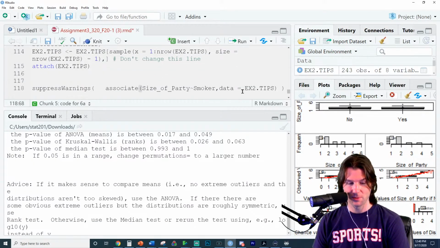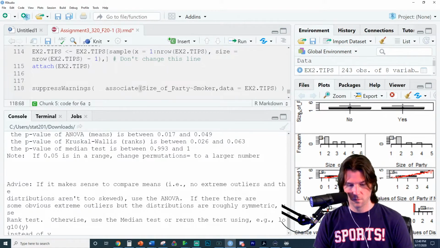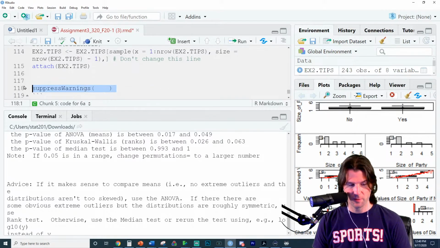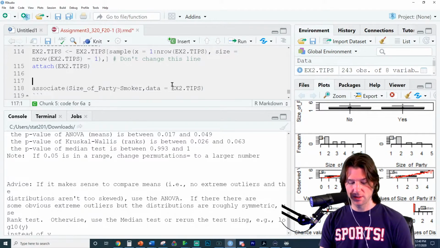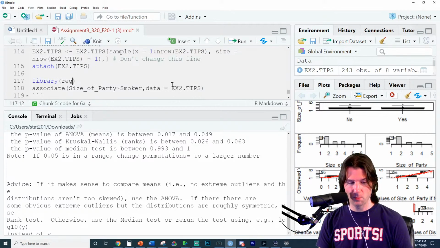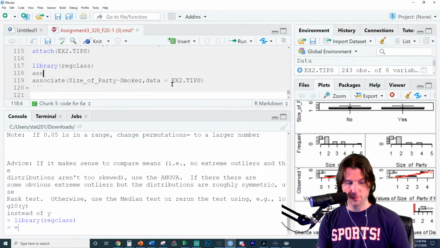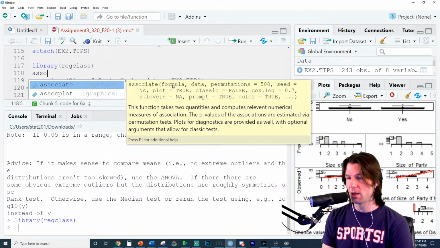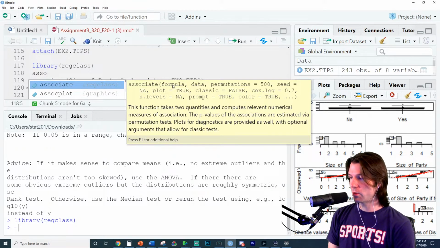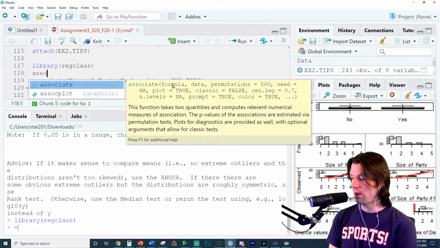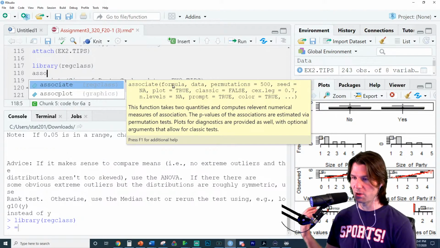And did I actually get a result? Where is associate? We actually don't need it inside of the suppress warning, so I'm going to remove it. So associate is found in library reg class. And you can confirm this by typing associate, and it appears. So associate is inside a library reg class, so you have to have reg class running. So if it can't find a function, it's because the function just doesn't exist. And right now we have to run library reg class. Colin, good job, 100 points right there.